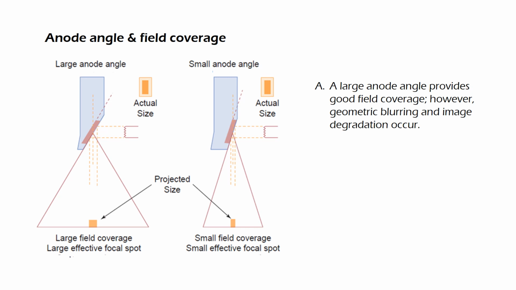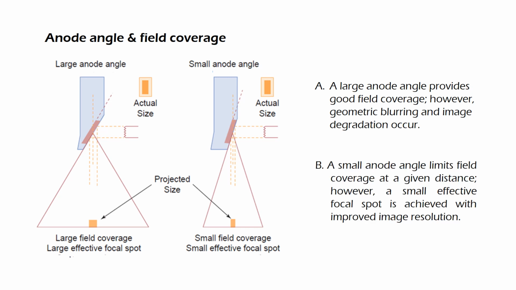A large anode angle provides good field coverage; however, geometric blurring and image degradation occur. A small anode angle limits field coverage at a given distance; however, a small effective focal spot is achieved with improved image resolution. Therefore, the optimal anode angle depends on the clinical imaging application.